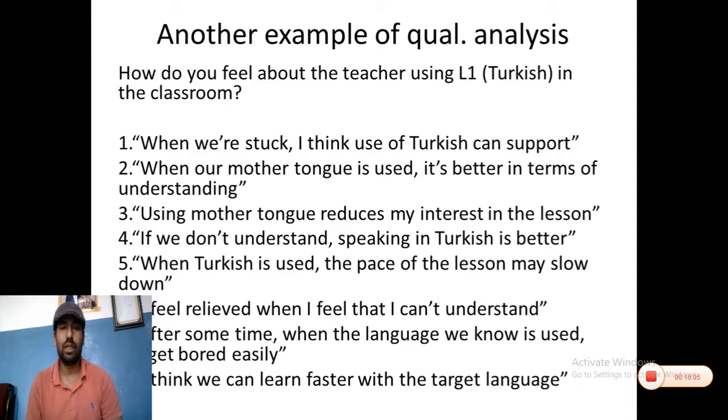Using mother tongue reduces my interest in the lesson. If we don't understand, speaking in Turkish is better. When Turkish is used, the pace of the lesson may slow down. I feel relieved when I feel that I can't understand. After some time, when the language we know is used, we get bored easily. That is another response. And the last response is, I think we can learn faster with the target language.